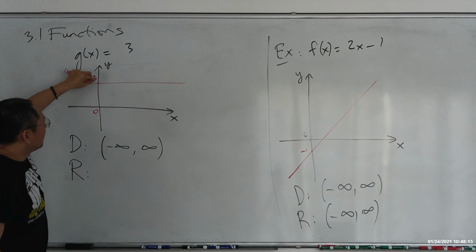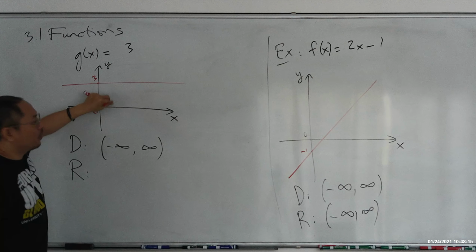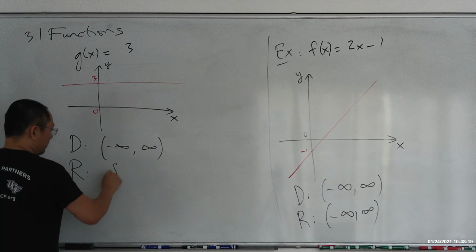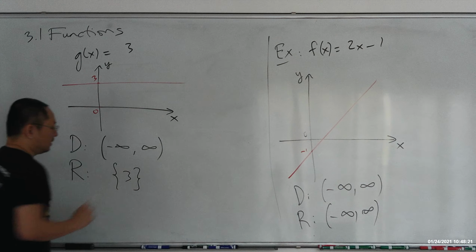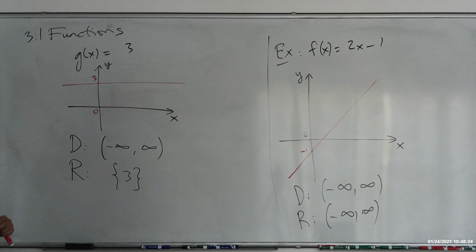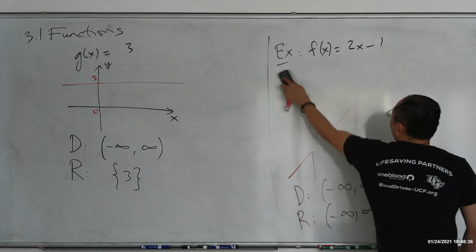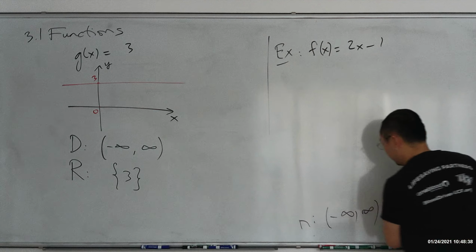We look up and down. There's no point above 3, no point below 3. Only 3 for the y value. So the range now is only one value. Okay. So the set of all the output y is just one value, y equals 3. Okay. And that is the range. It's one value. How about one more example, or maybe two more examples before we move on?